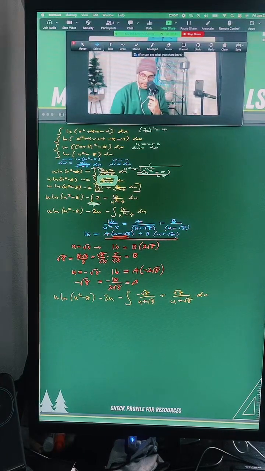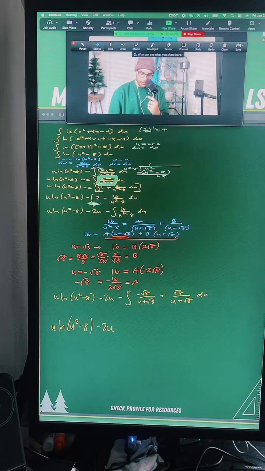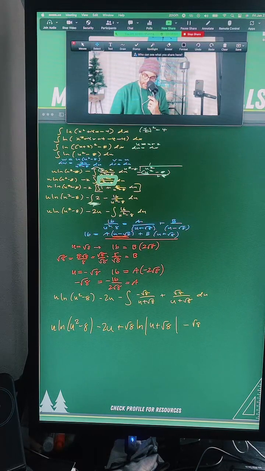Okay? And now we have u natural log of u squared minus 8 minus 2u. And this was already a minus, I believe. So we're going to have plus root 8 natural log of u plus root 8 minus root 8 natural log of u plus root 8. You see what happened to our radical just because it was a minus 8, not a plus 8?